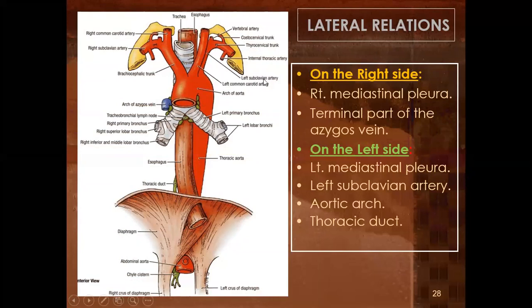If you can see here, this is the left subclavian artery, which is supplying the left upper limb. Then this is the aortic arch. Then the thoracic duct. We already saw the thoracic duct, which comes on the left side.